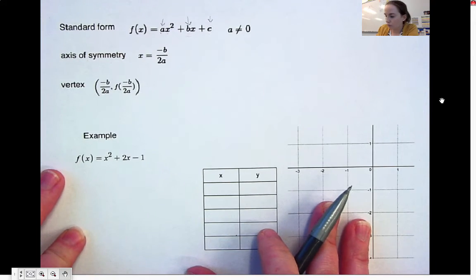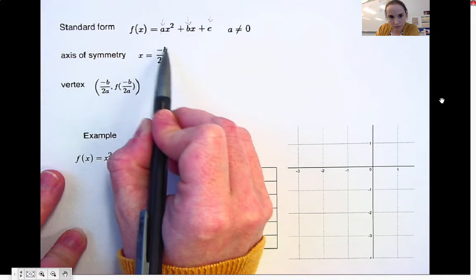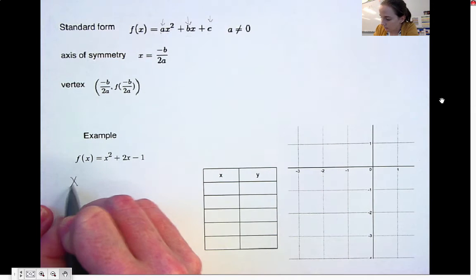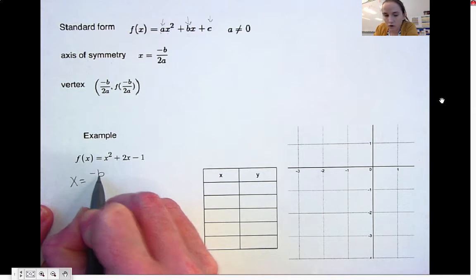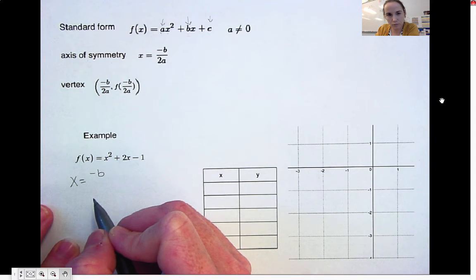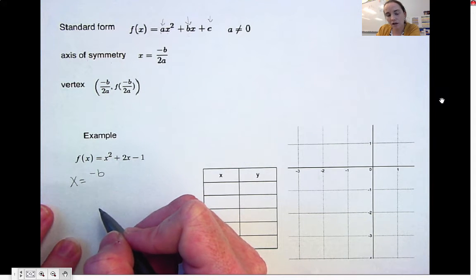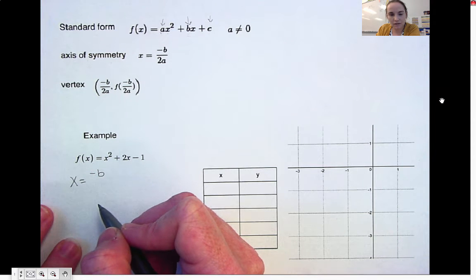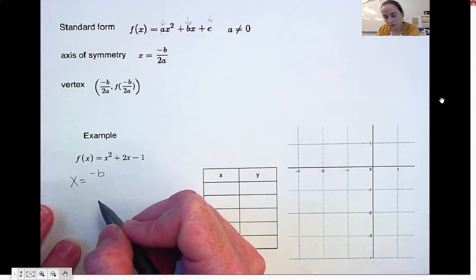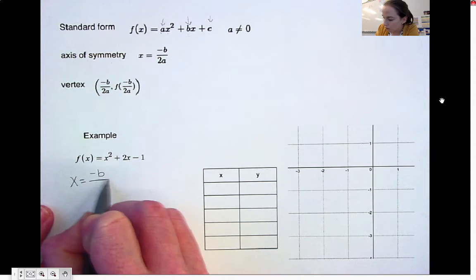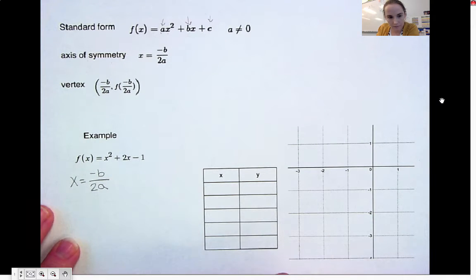All right? So we're going to use this formula. x equals the opposite of b. You can say negative b if you want to, but sometimes it's easier saying the opposite, because if the number is negative, you don't want to say a negative negative. So x equals the opposite of b over 2 times a.